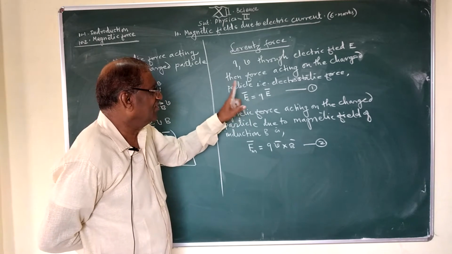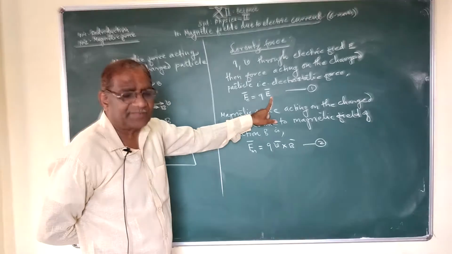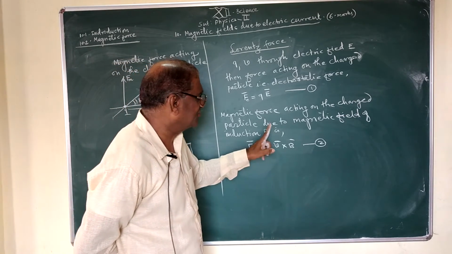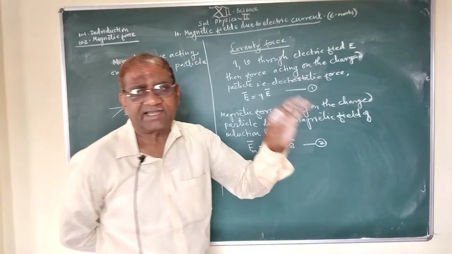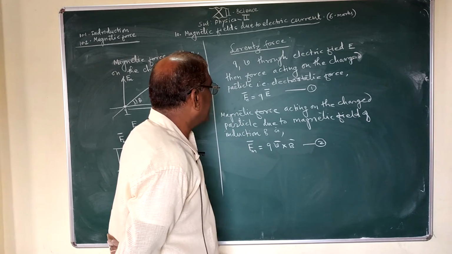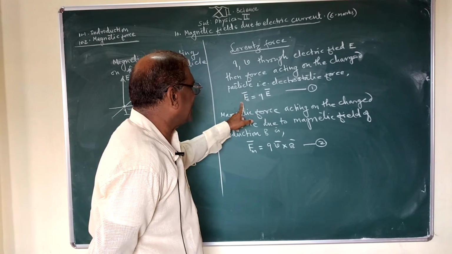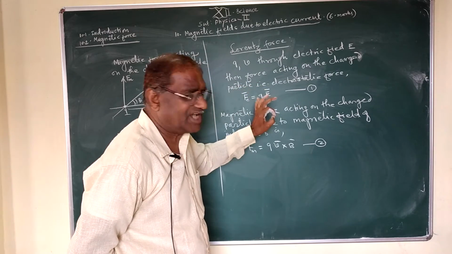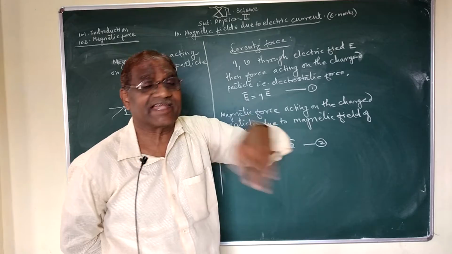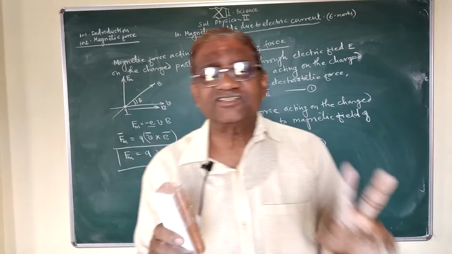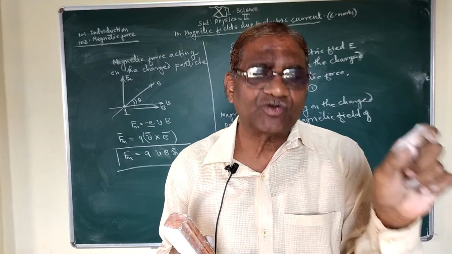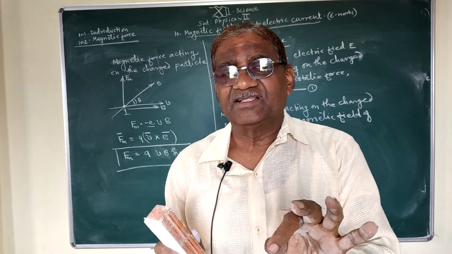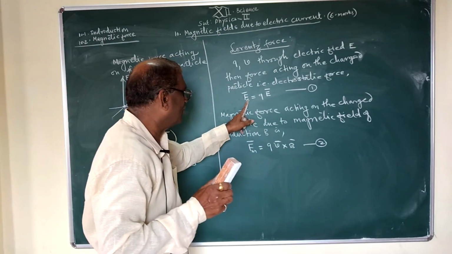This is the electric force acting on the charged particle moving through an electric field of intensity E, and this is the magnetic force acting on the charged particle when it is moving with velocity v through a magnetic induction B. From these two equations it shows that the electrostatic force acting on the charged particle depends upon two factors: the magnitude of the electric charge and the intensity of the electric field. These are the dependence factors of the electrostatic force.